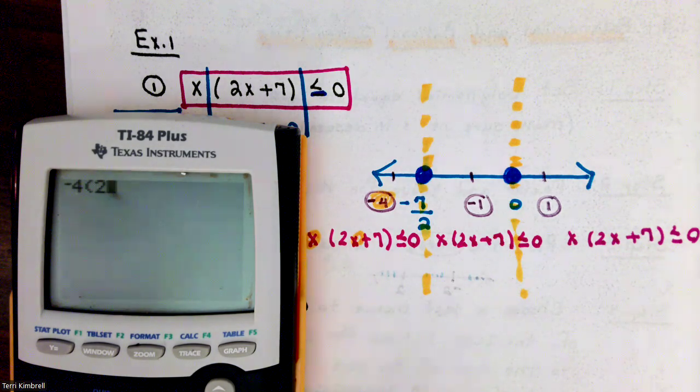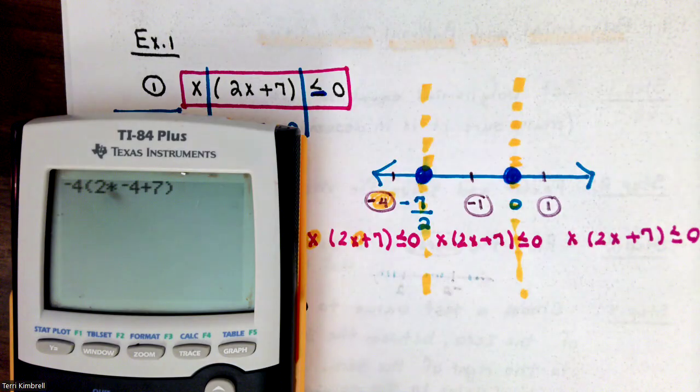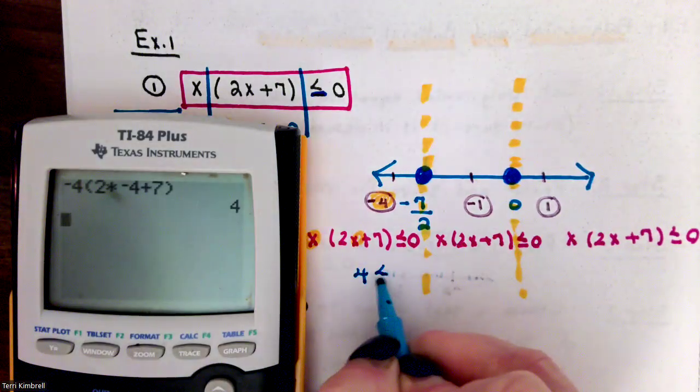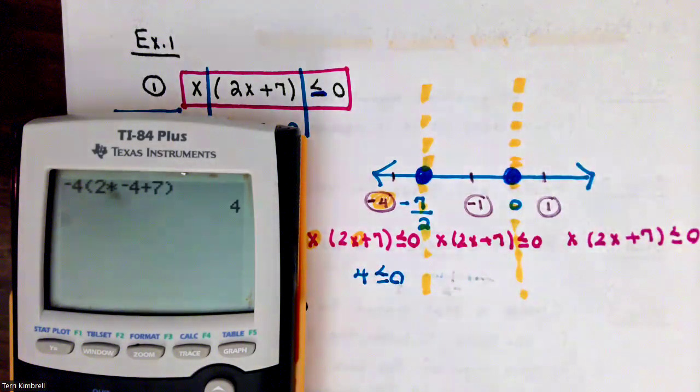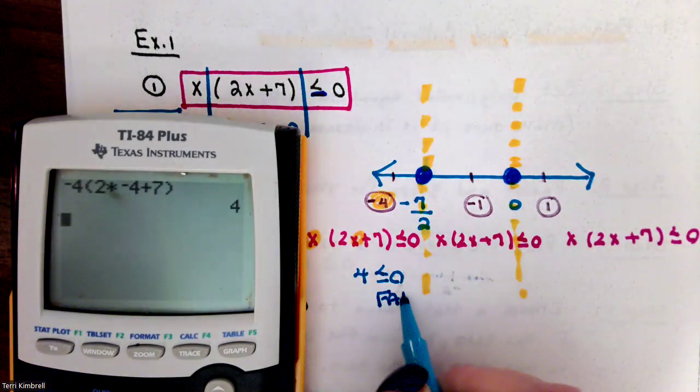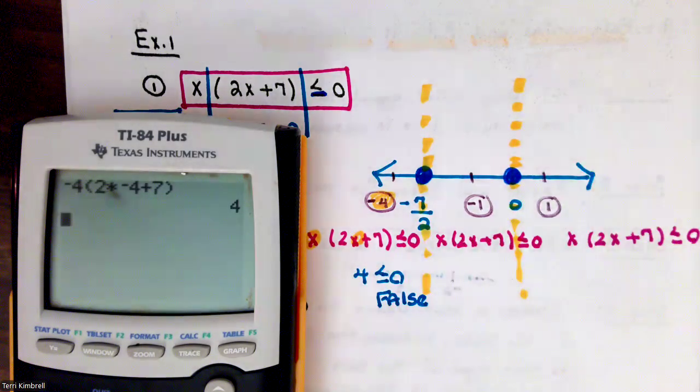parentheses, 2 times negative 4 plus 7. And that number is 4. So I'm asking myself, is 4 less than or equal to 0? So that would be false. So it would not be that region.